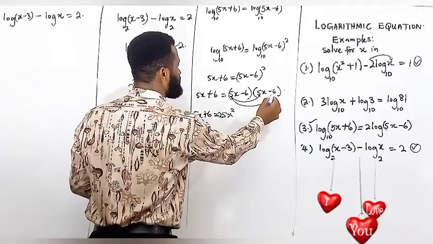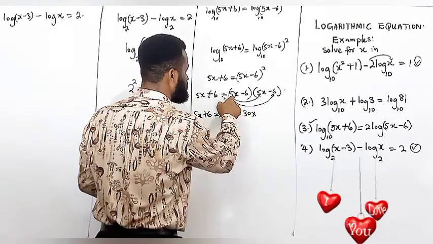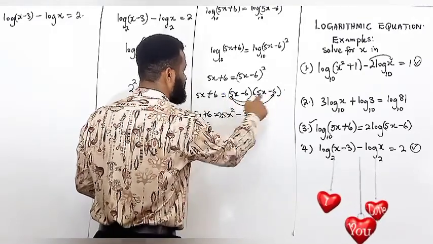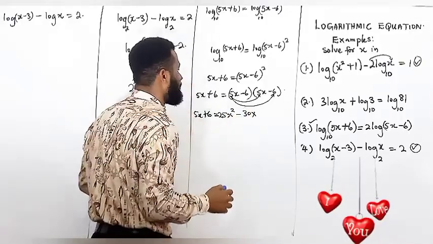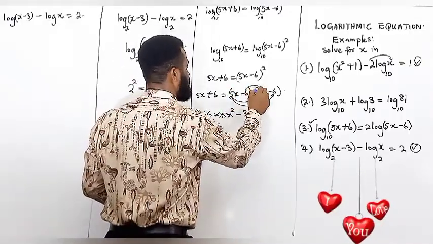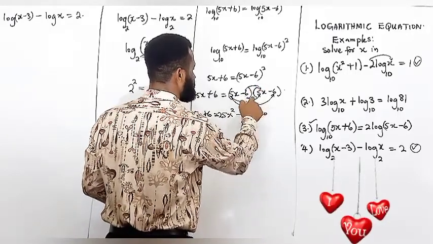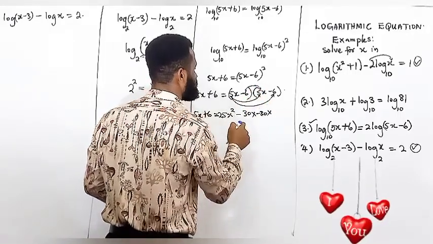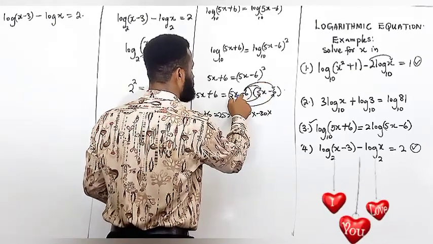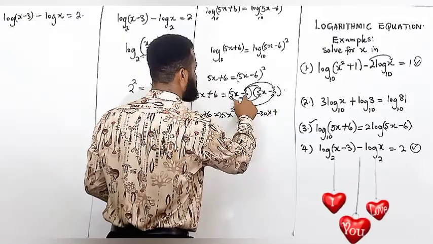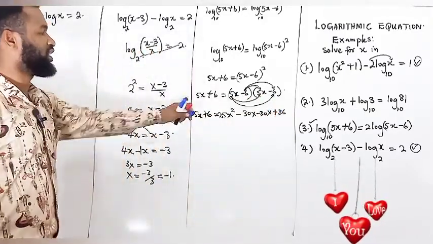Now, 5x times minus 6 is going to be minus 30x, because 5 times minus 6 is minus 30, and you have to introduce x. Now, minus 6 times 5x is minus 30x, but there is x that you have to bring down. Now, minus 6 times minus 6, minus times minus is plus, 6 times 6 is 36. I have expanded it. That is it.